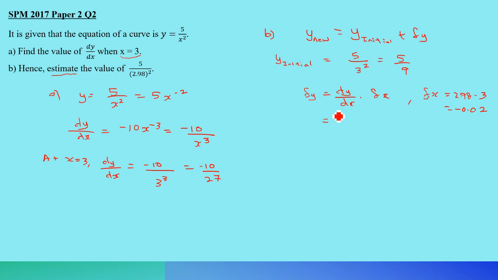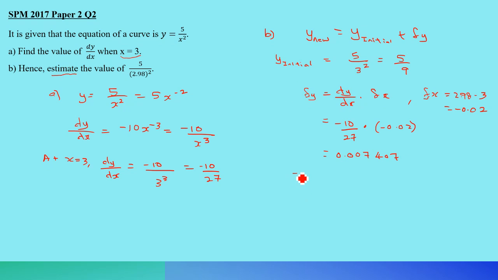So we already have dy dx from the first part. At the point x equals 3, we already found negative 10 over 27, because the initial value, we call it 3. Multiply with your negative 0.02. So when you put it in decimal, we have 0.07407. So we already found the change in y.